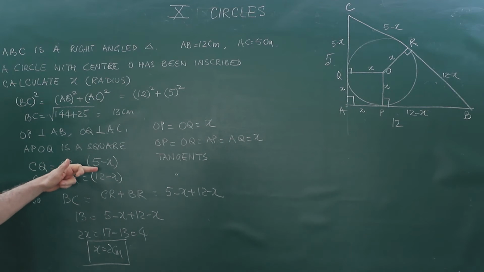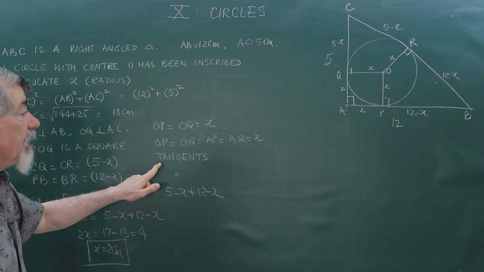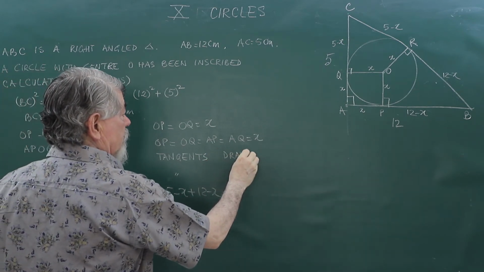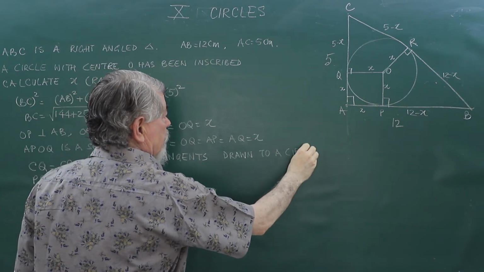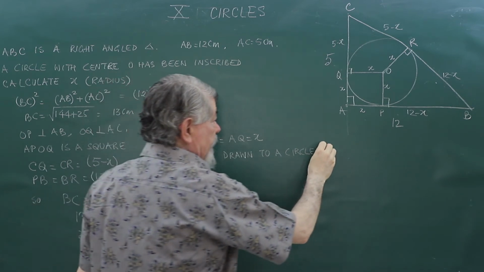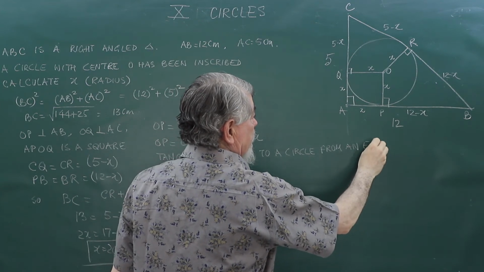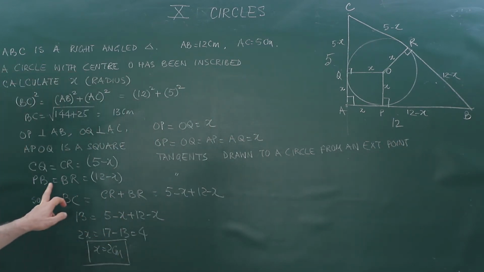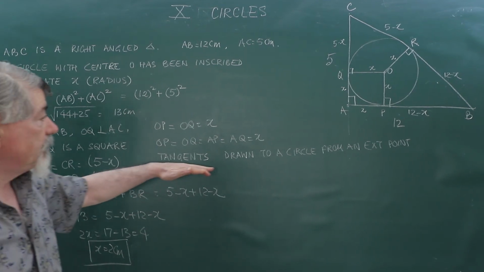Now we have explained all what I have already spoken to you. CQ is equal to CR is 5 minus X, BP is equal to BR is equal to 12 minus X. Tangents drawn to a circle from an external point are equal. Similarly, PB is equal to BR is equal to 12 minus X.